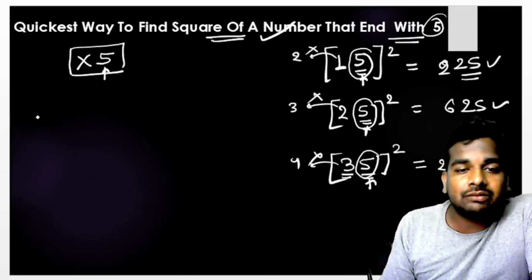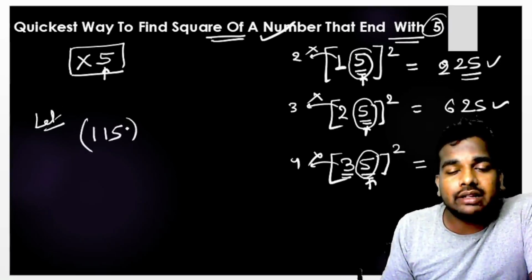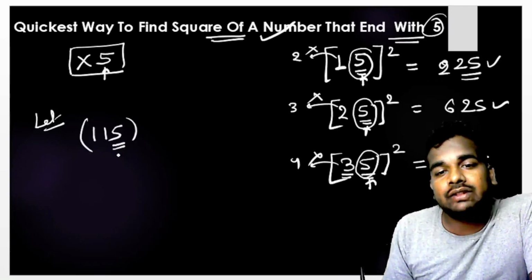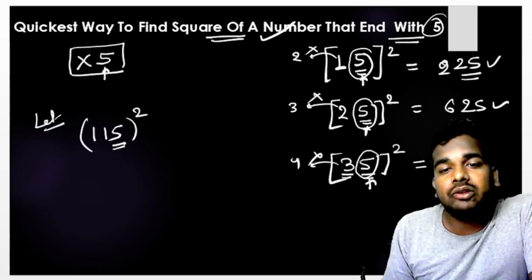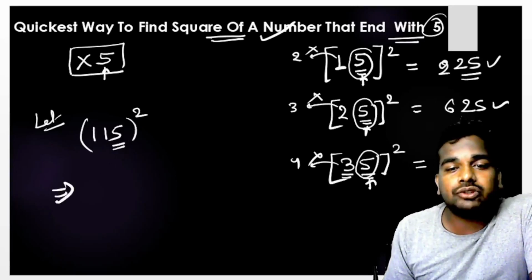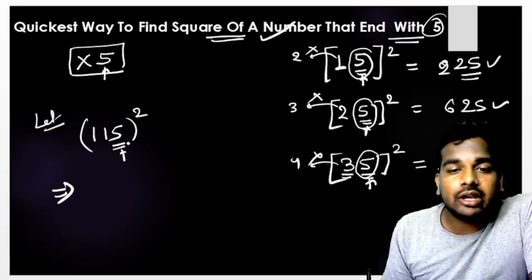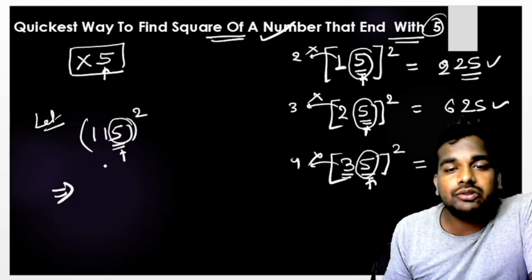Now let's take one more example. Suppose I got 115. Look here, this number also ends with 5. And now it is asking how you are going to find the square of this number. Look students, this is a very easy question. The first step is to find the square of this 5. How much did you get? That is 25.